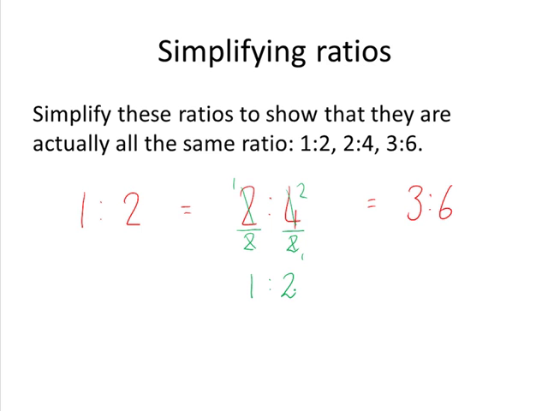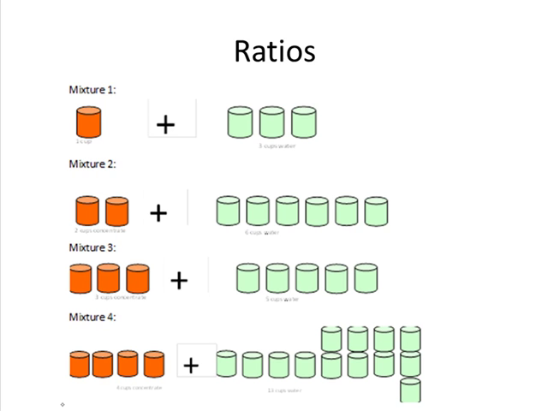For 3 is to 6, we can divide both sides by 3. 3 divided by 3 is 1. 6 divided by 3 is 2. 3 is to 6 is the same ratio as 1 is to 2. These ratios simply tell us that one value is double as much as the other value. Now you're very used to working with ratios when you mix juice, so let's use an example from mixing juice.